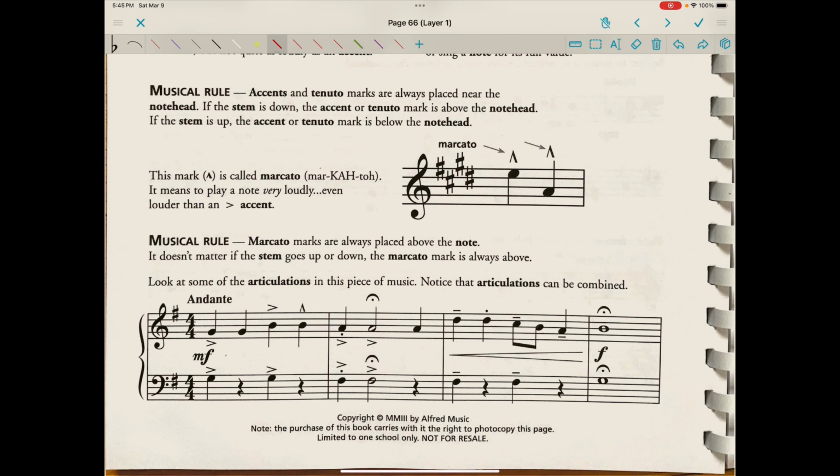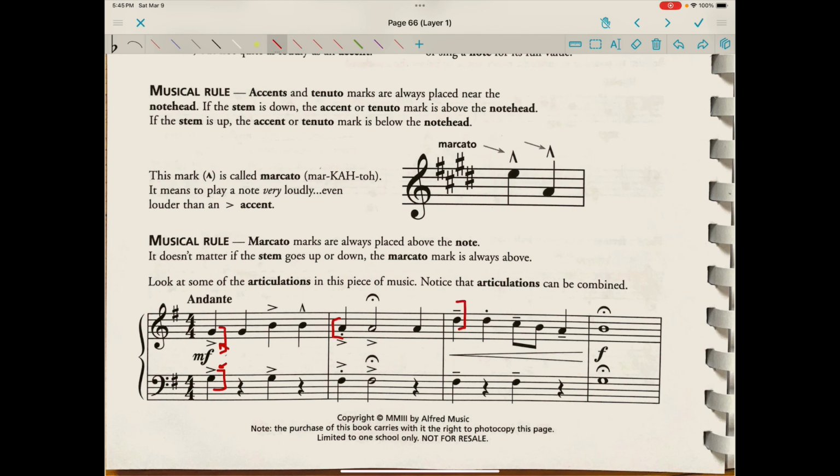Look at some of the articulations in this piece of music and notice that articulations can be combined. There's quite a plethora of varied articulations in this short example, but I think he's just trying to obviously make his point. So notice that when we have accent marks or staccato marks or tenuto marks, that we always see them close to the note head, right? Close to the note head. And here's another example of a staccato mark close to the note head. Here's another example of a tenuto mark close to the note head.